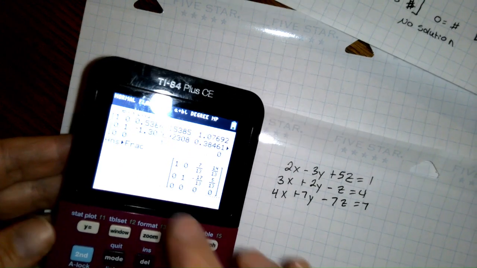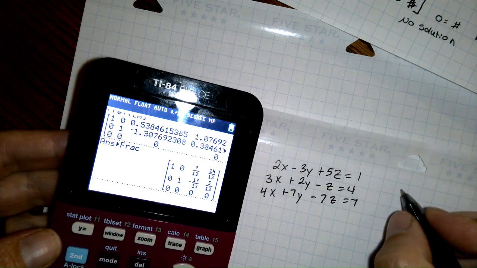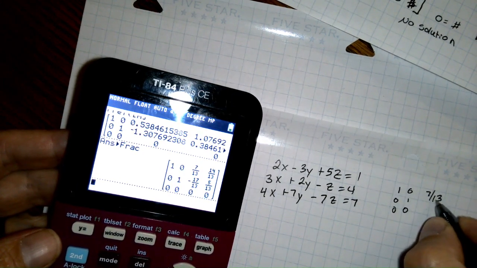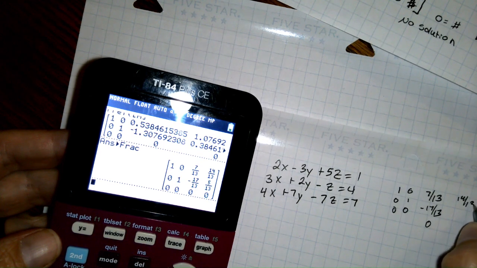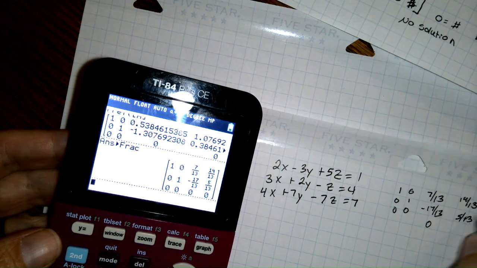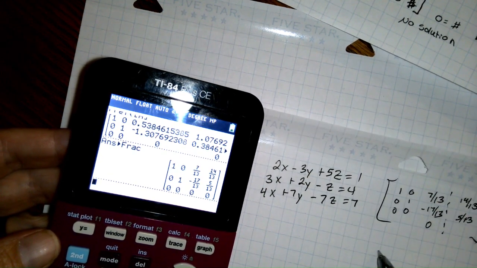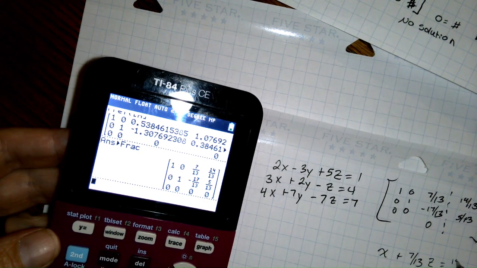Doing it on a calculator, we can see the bottom row says 0 equals 0, so it's many solutions. And it went 1, 0, 0, 0, 1, 0, 7 thirteenths, negative 17 thirteenths, 0, 14 thirteenths, and 5 thirteenths. So if you're having to write these in a college algebra class, the top row says x plus 7 thirteenths z equals 14 thirteenths.